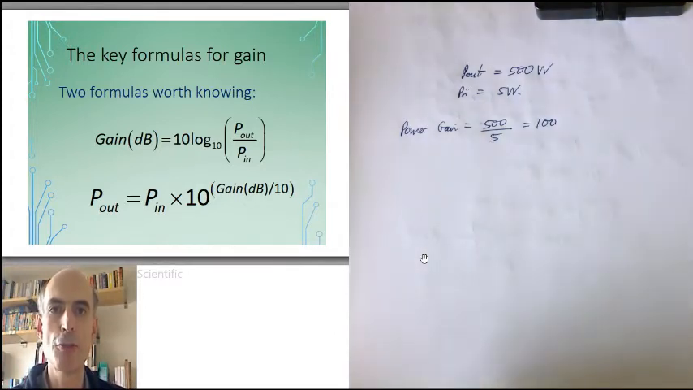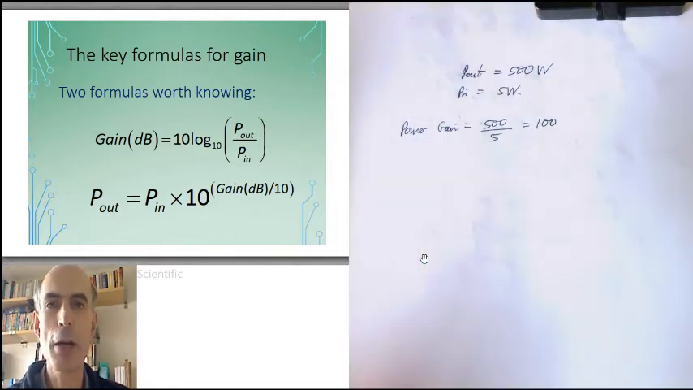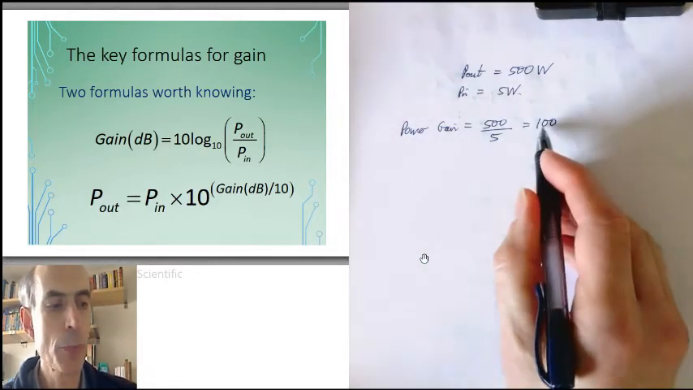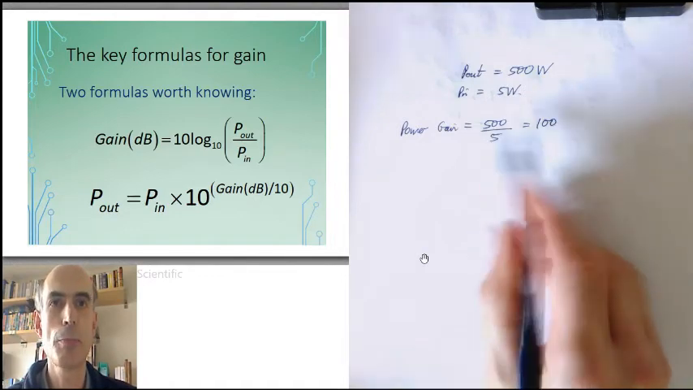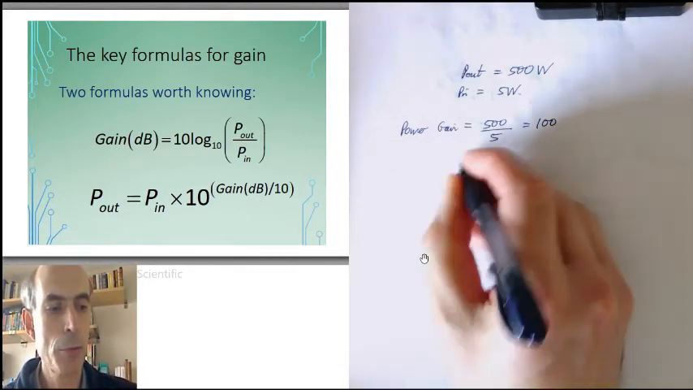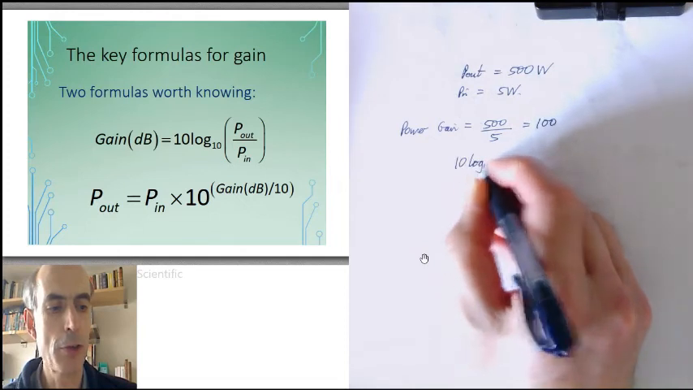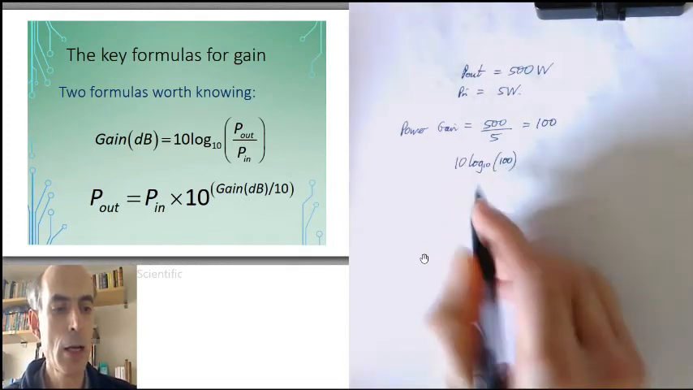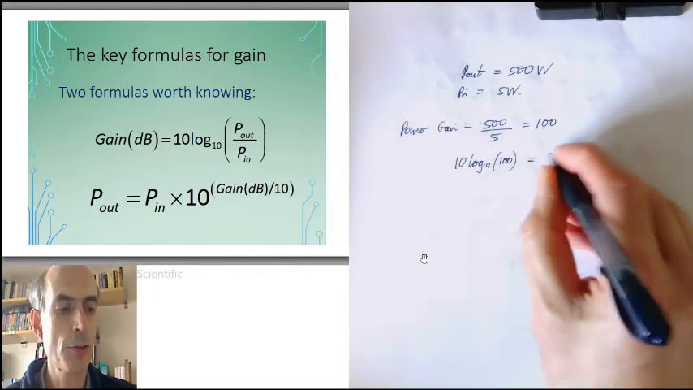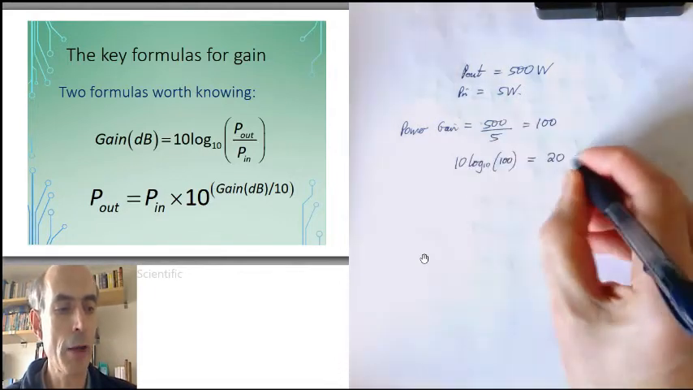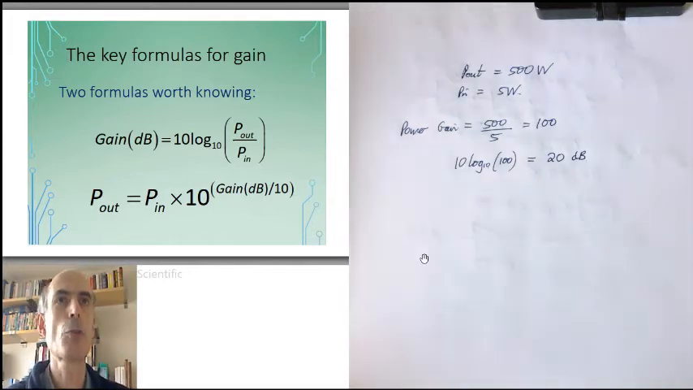There are no units. If I wanted to express that in dBs, I would take 10 times the log to the base 10 of this power ratio. And that would be 10 times log to the base 10 of 100. Log to the base 10 of 100 is 2. So that just says that the gain of this amplifier in dBs is 20 dBs.